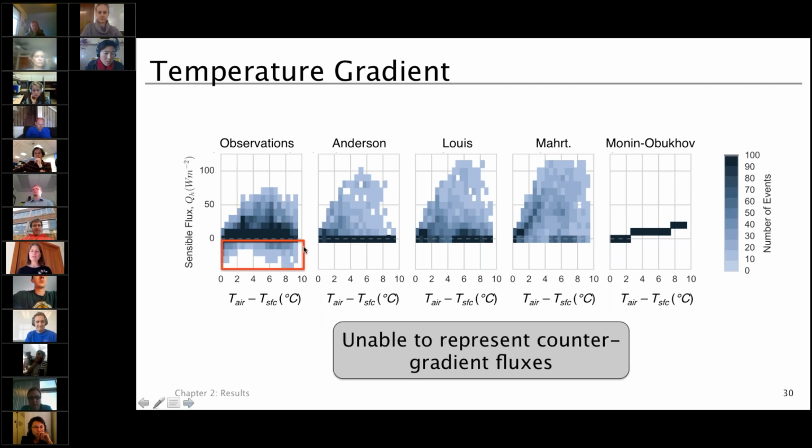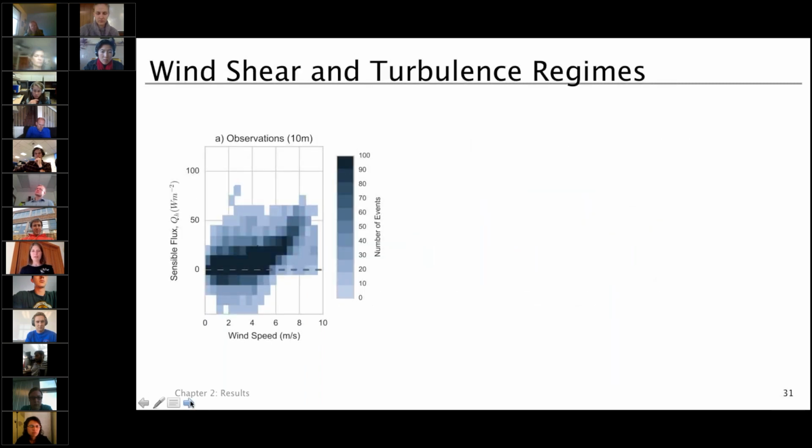We also notice that in our observations, we see what Carl calls counter gradient fluxes. This is where the surface is colder than the air, but we actually see cooling happening towards the surface. So we'll talk about how that might happen in just a minute.